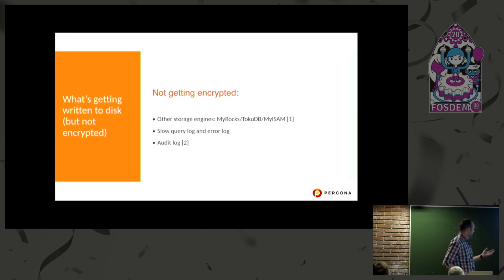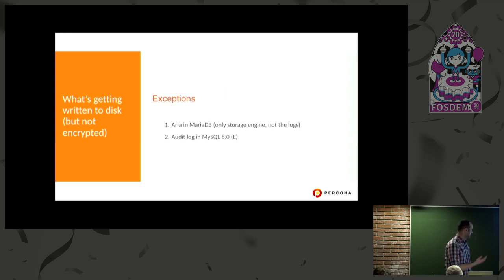So what's getting written to disk but is not encrypted? Currently, data at rest encryption only covers InnoDB. Other storage engines are not supported, like MyRocks, TokuDB, MyISAM. Slow query log, general log, and error log are also not being encrypted. Audit log is not encrypted. But as always, we have exceptions. The Aria storage engine is in MariaDB. If you're using MariaDB, it can be encrypted, but only the storage engine, not the Aria logs.